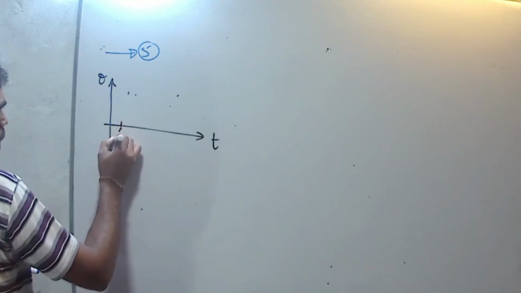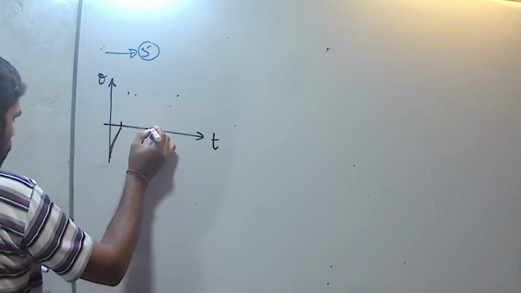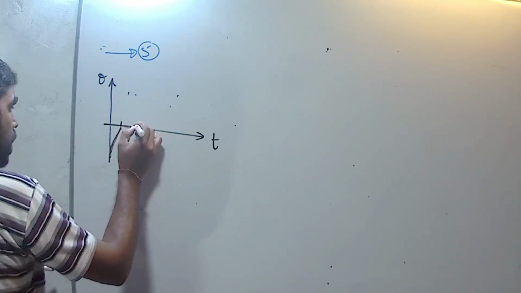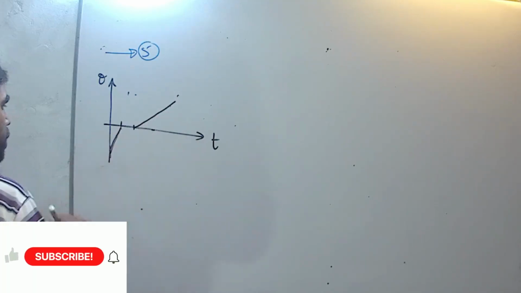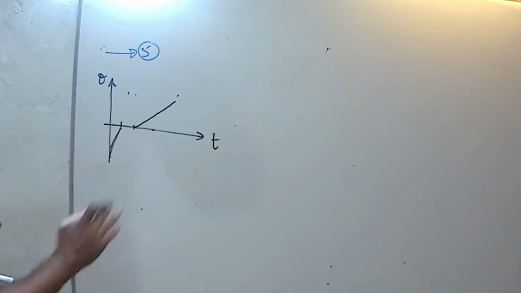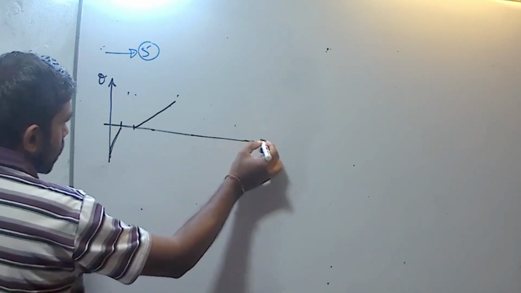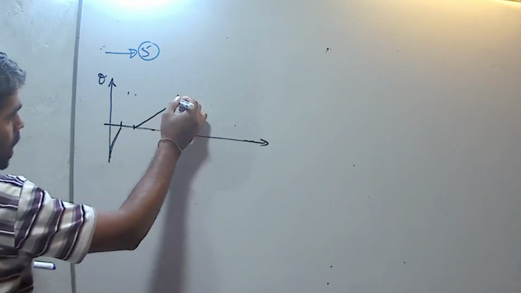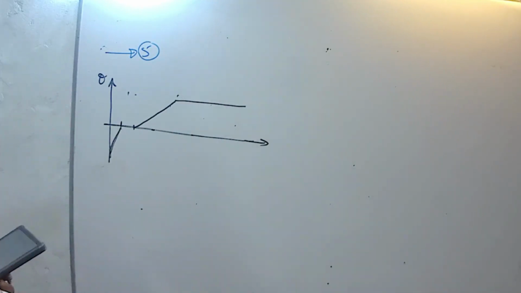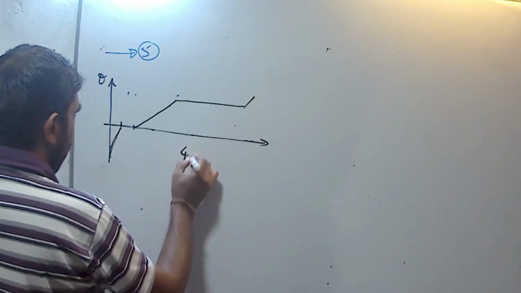Therefore, the gradient of this part, which represents ice, should be greater than the gradient of this part. This part is the increase in temperature of water. And the latent heat of fusion is represented in this part. Time taken for fusion is less than time taken for vaporization. Then we can obtain that the fourth one is the correct graph.